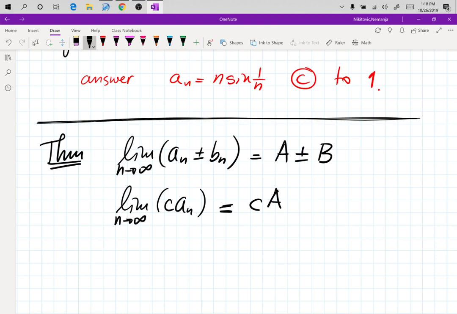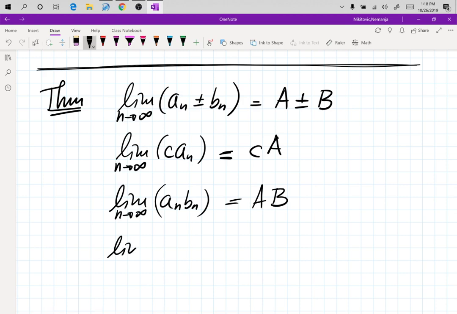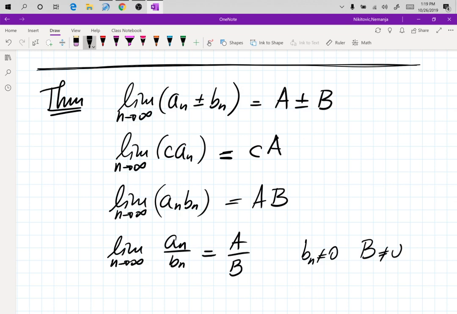So if they converge, they do all of these things. There's no product rule, so we just do it straight. An times bn would give you a times b. So no product rule and no quotient rule, which is the end of the list. An over bn is equal to a over b, provided that bn is not 0, provided that b is not 0.